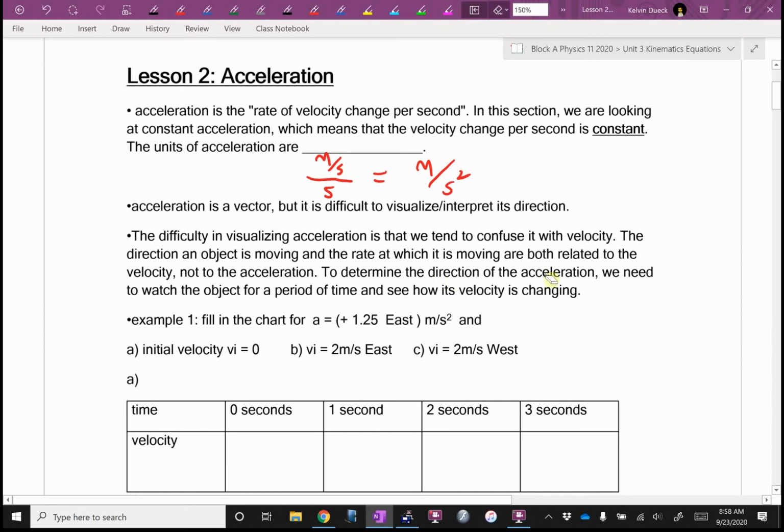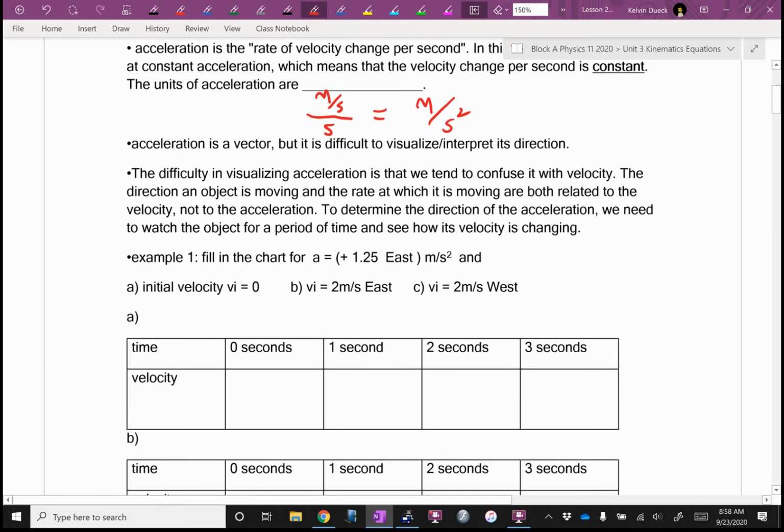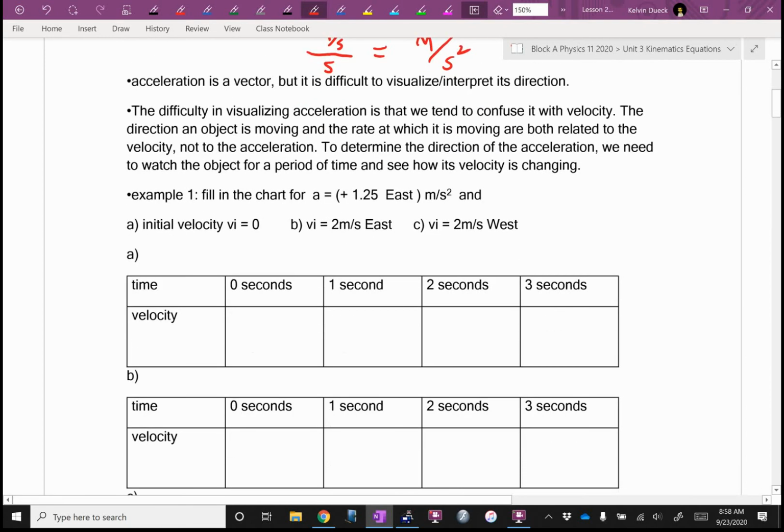To determine the direction of the acceleration, we need to watch the object for a period of time and see how its velocity is changing. So we're going to do some kind of intuitive mental math, see if we can spot a pattern, and see if we can then generalize and go to an equation. Because mental math is kind of nice, but it's like counting on your fingers. We can do better. So we're going to have an acceleration of positive 1.25 meters per second squared east. You know what? Think of that as forwards.